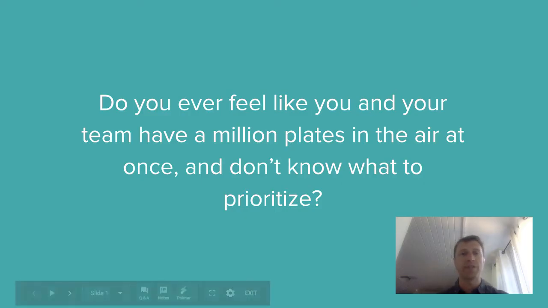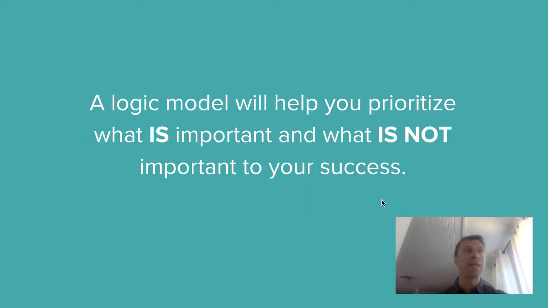So I just want to start off by asking you a question. You ever feel like you and your team have a million different plates in the air and people are running around with their hair on fire, don't know what to prioritize for their day? This exercise is actually going to help. By mapping out your logic model, you're going to have a clearer understanding of what is important and what is not important for your day-to-day success and overall strategy success. Imagine how good it's going to feel when you can say, no, that's not important for my day, or no, that's not important this month, because you have clarity around what you are trying to achieve. With a logic model, that is going to be the case.